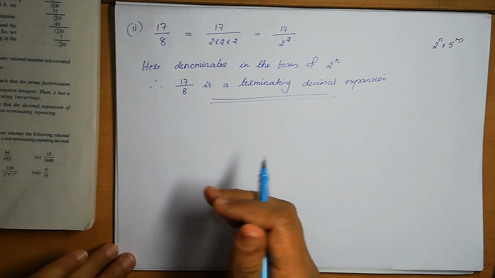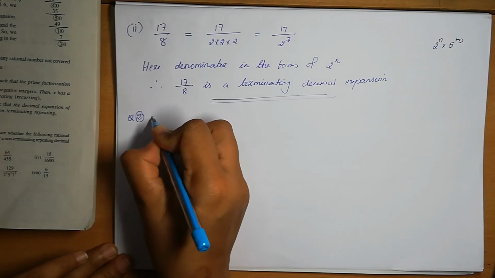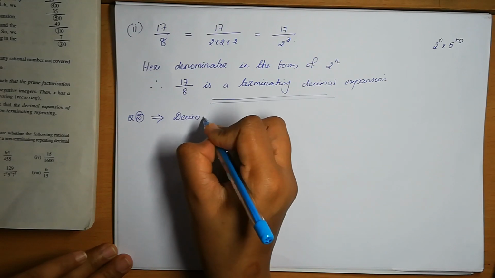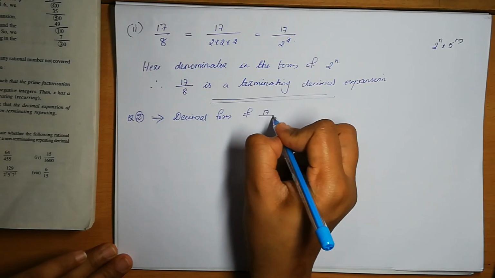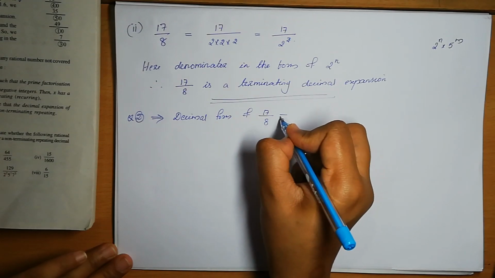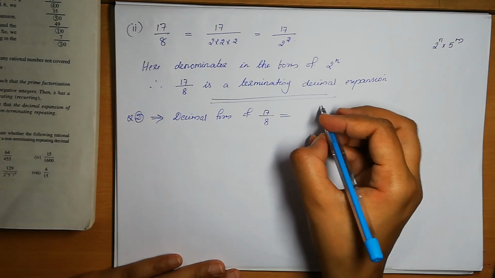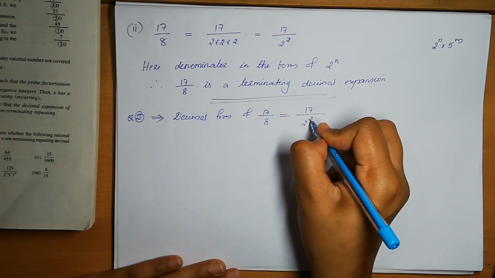by 8. That is the second part of the second question, right? So question number 2, we can write the decimal form. Decimal form of 17 by 8. If it is a terminating decimal expansion, we need to write the decimal form. 17 by 8. That means 17 by 8 we can write as 17 by 2 cube.